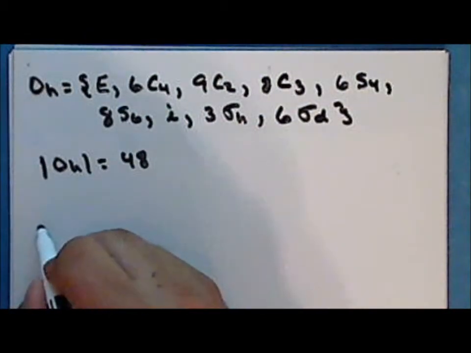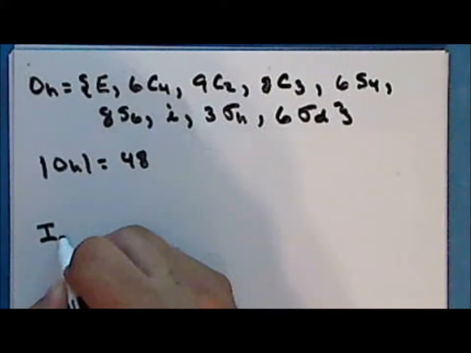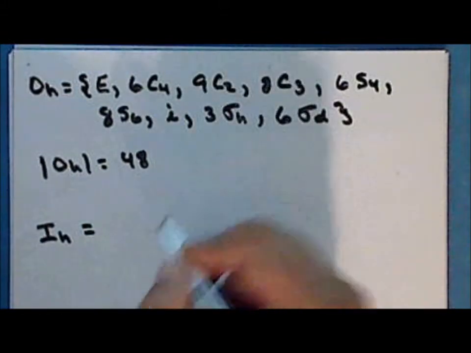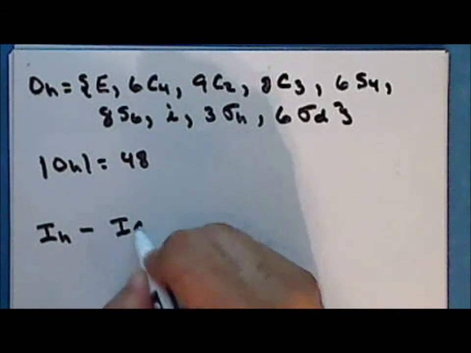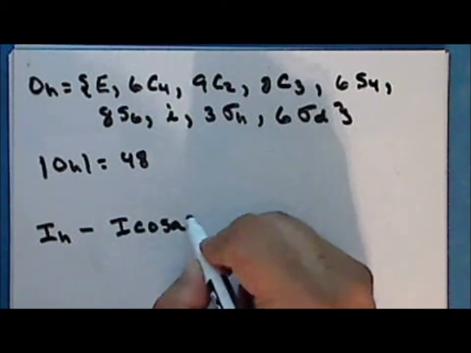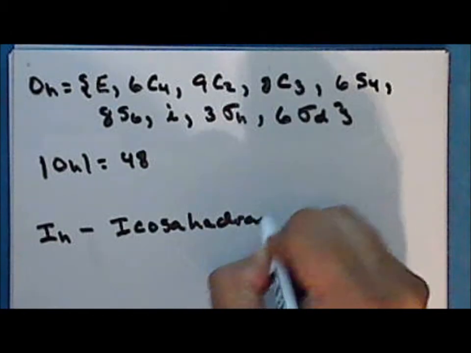Now the group that is denoted I sub h is the icosahedral point group. An icosahedron has 20 faces, each of which is an equilateral triangle, and 12 vertices, with 5 faces meeting at each vertex, and a total of 30 edges.